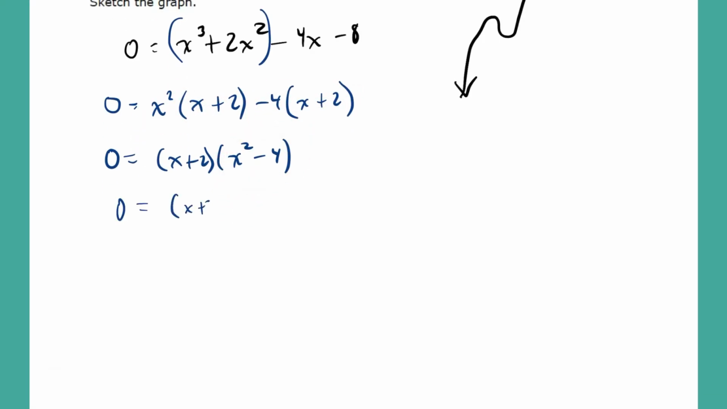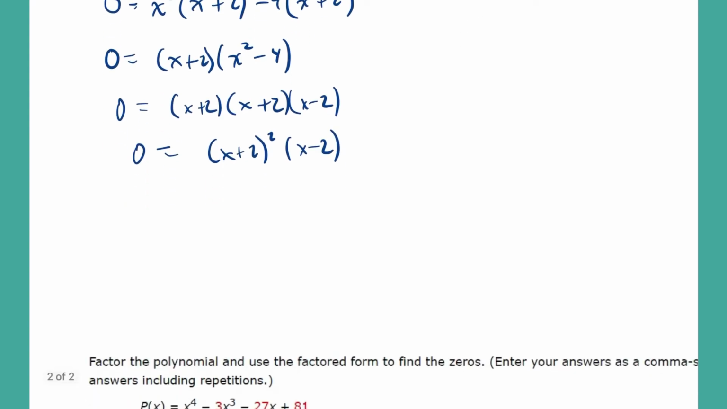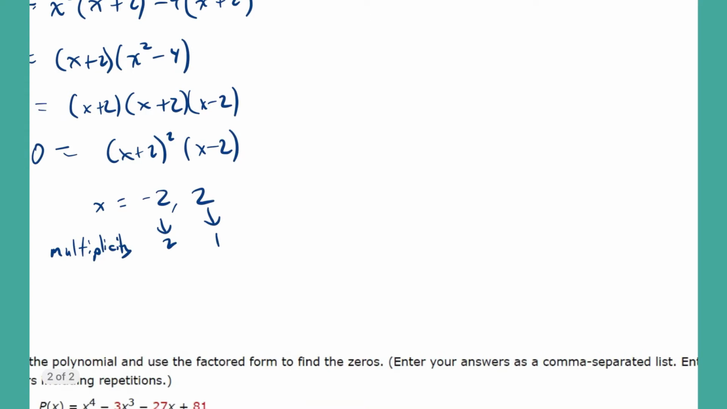And then this is the difference of two squares. So that's going to become x plus 2, x minus 2, which can be written as x plus 2 squared, x minus 2. So here you can see we have two zeros. We have -2 and +2, but the multiplicity is 2 for this one and 1 for that one. The exponent tells you what the multiplicity is. So for this 0, we're going to touch and turn. For this 0, we're going to go straight through.